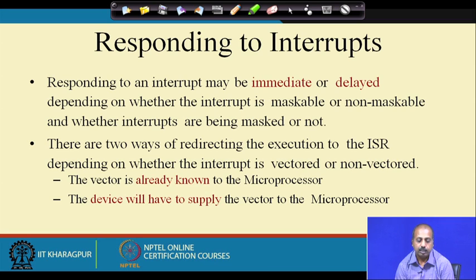There are two ways for redirecting to the ISR, depending upon whether the interrupt is vectored or non-vectored. We have already seen that if an interrupt is a vectored interrupt, then the interrupt service routine address is known to the microprocessor, so it can immediately go to that interrupt service routine. On the other hand, if it is a non-vectored interrupt, then the interrupt service routine address is not known to the microprocessor, so the device will have to supply it. The microprocessor has to wait for some time for the device to come up with the address. So, some cycles will be spent in getting the interrupt service routine address, and the response will be delayed by that much time.